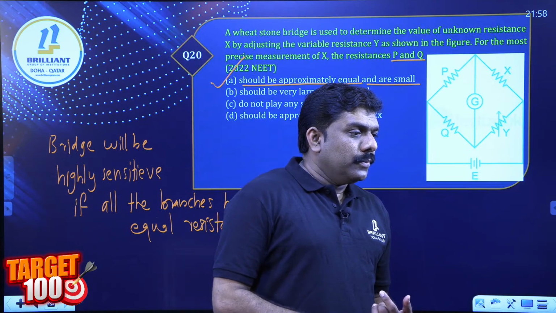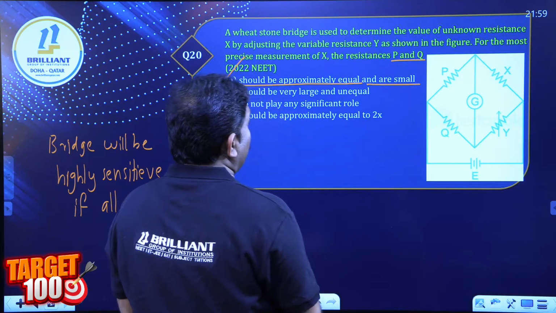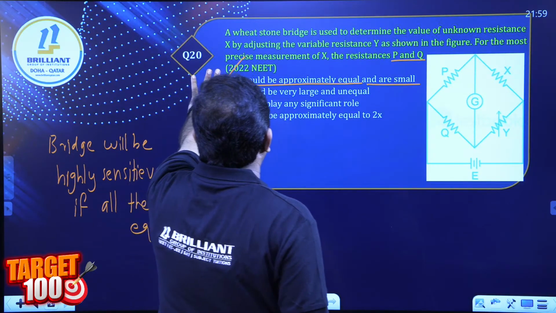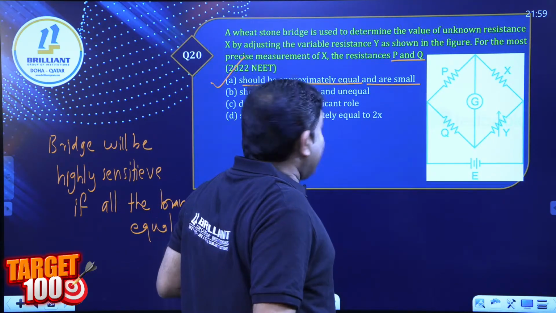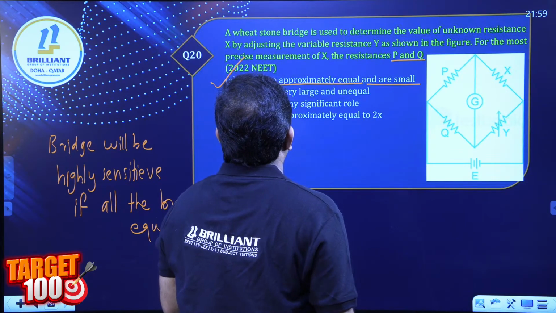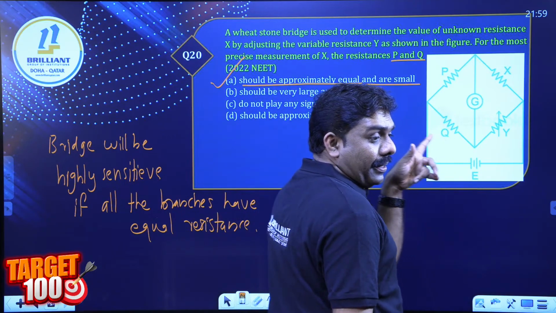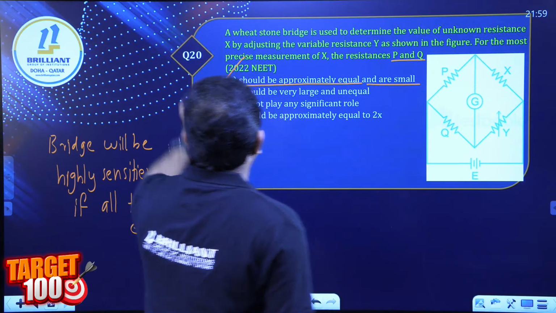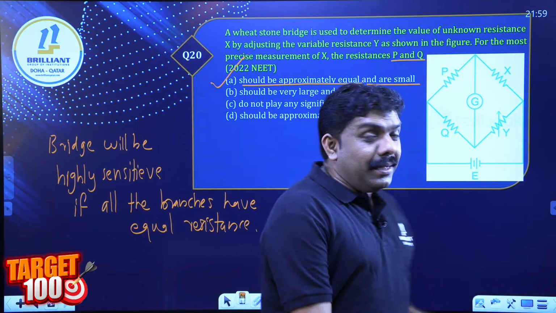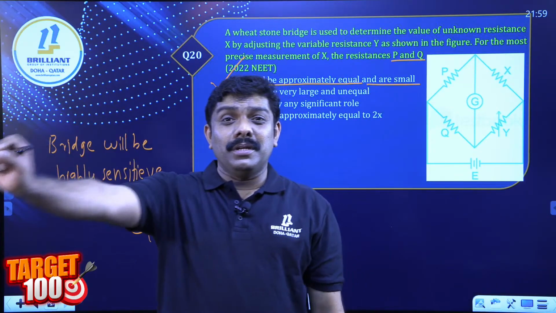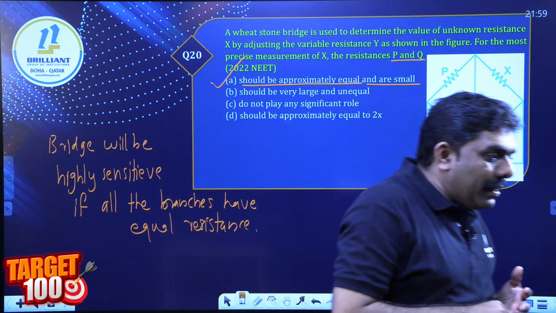Now what is 2x? It is not actually giving anything, only to confuse. All the options are not right here, only option A is right. Should be very large and unequal is wrong. Do not play any significant role, and should be approximately equal to 2 times, have no meaning. Only one is right, approximately equal and small. So I think we covered all the important questions of 2022 and 2021.